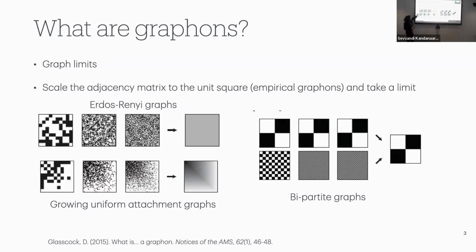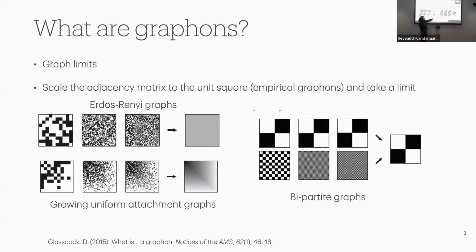This is slightly different. If you have a uniform attachment graph, the nodes here are more likely to have edges, and the nodes here are less likely to have edges. So you have a function over this unit square. The values are going to be between 0 and 1, because in effect it is an edge probability.